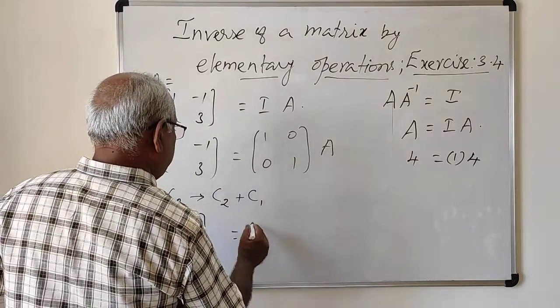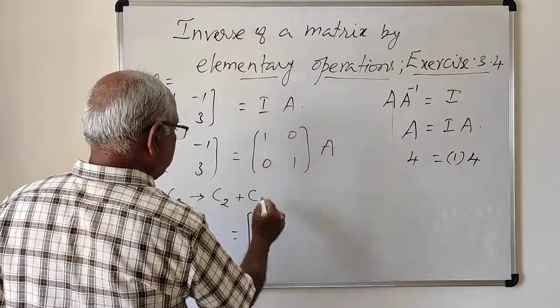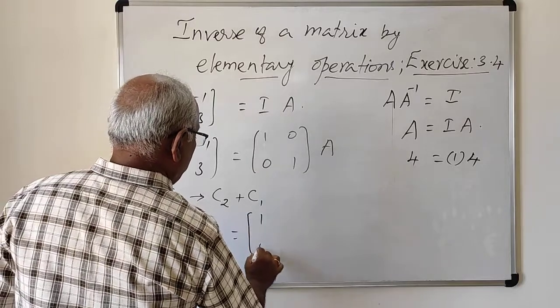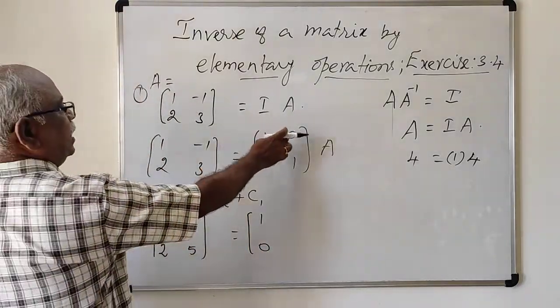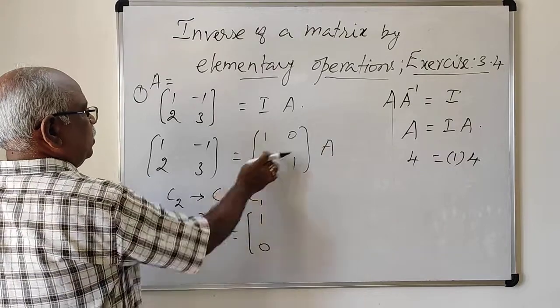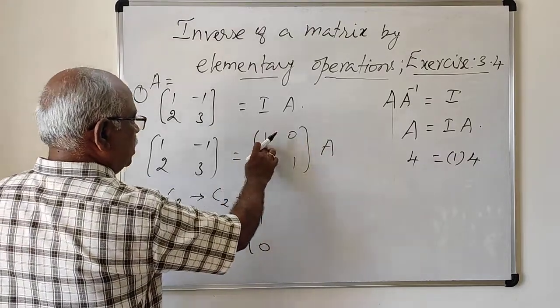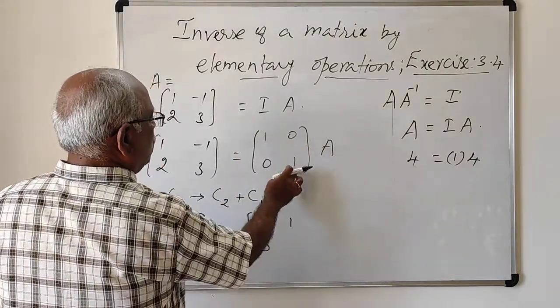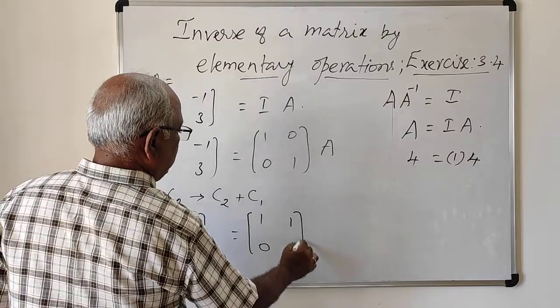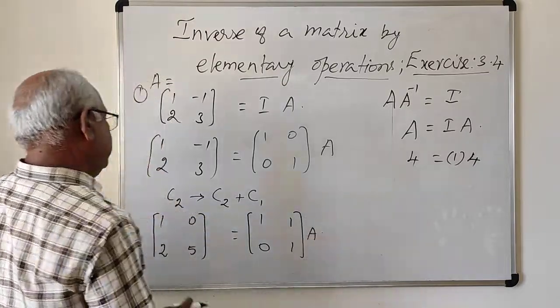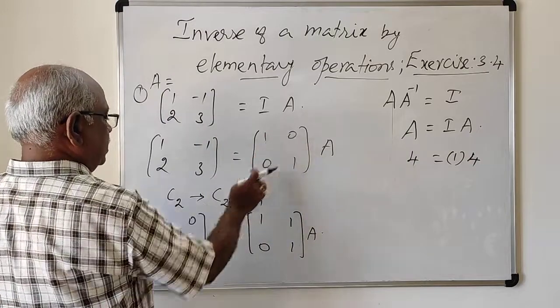Similarly, you have to operate the same operation on the identity also. 1, 0 you will not alter. Second column elements with the first column elements, corresponding second column: 0 plus 1 is 1, 1 plus 0 is 1. Like that, you alter. See, 1, 0 you get.